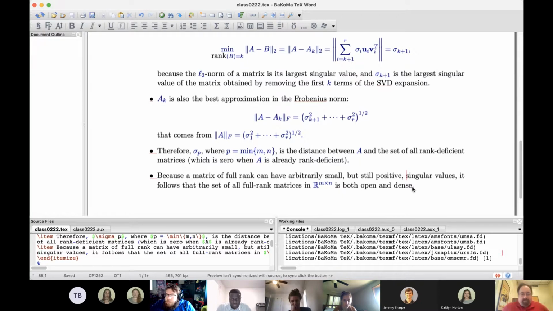So what that means is if you have any full rank matrix, there's another full rank matrix that's arbitrarily close to it. Or even if A is a singular matrix, it's still arbitrarily close to a full rank matrix. In other words, you tweak it just a tiny little bit and it becomes full rank. Essentially most matrices are full rank, just that there are certain matrices within that set that are singular.